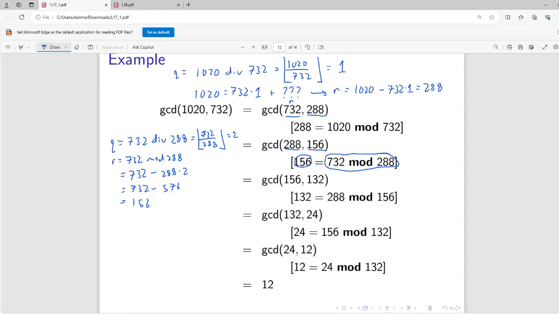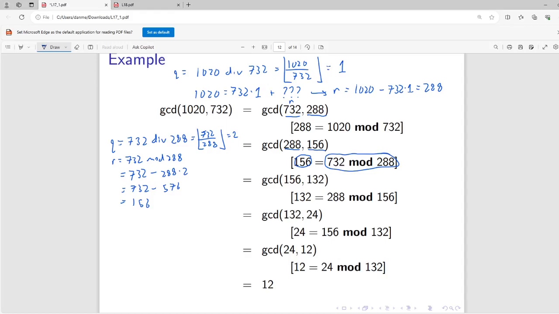Then we find the remainder of those two, which turns out to be 24. So the greatest common divisor of 156 and 132 is the same as the greatest common divisor of 132 and 24. Then we find the remainder of those two, which turns out to be 12. So then the greatest common divisor of 132 and 24 is equal to the greatest common divisor of 24 and 12, right? And at this point, you could probably do this in your head.